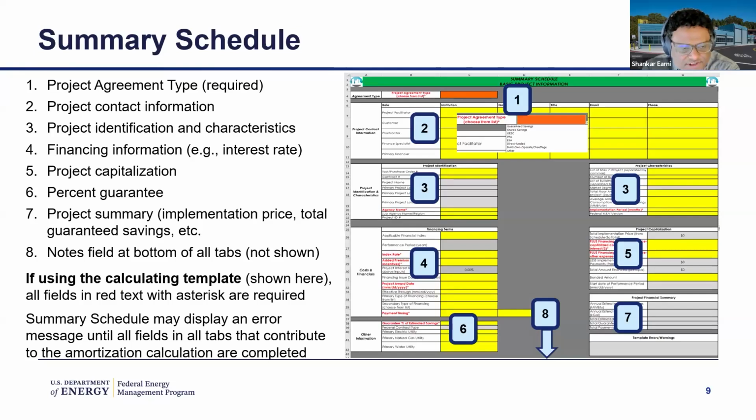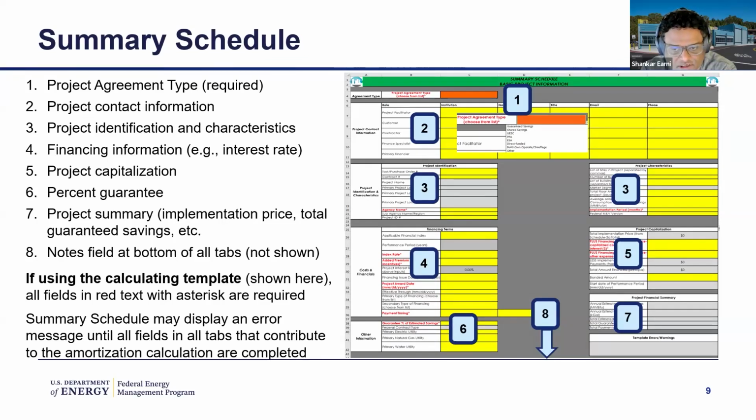So this is the summary schedule, as the name indicates. This is the high-level summary of your project. It has different subcategories of fields. Contact information: this is where you specify your contact details for both the ESCO, the contractor, the customer, and the financing and the financier information. But before you start on that, the one key piece of information that's needed to get the project going is this project agreement type.